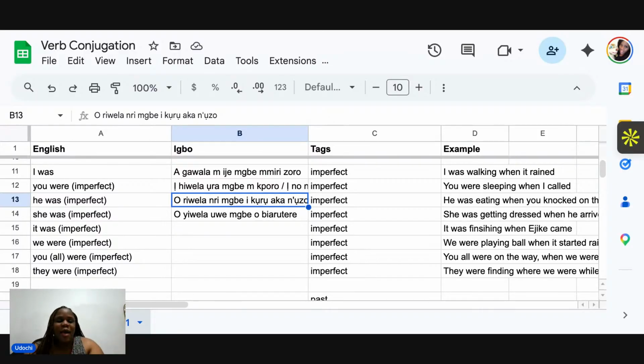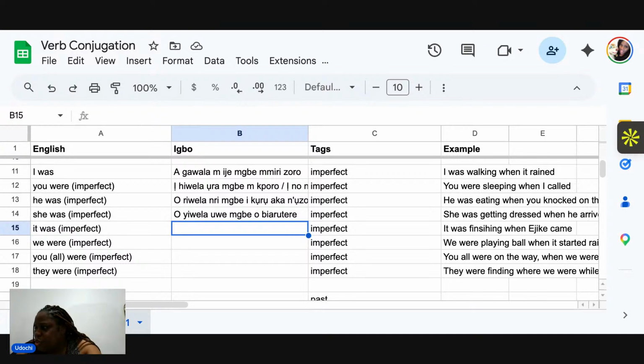Okay, so it looks like I was doing it correctly. The only difference is that I was putting E's where there shouldn't have been an E. So Oriwela nri mwe ikoro akanozo is correct. Oyewela uwe mwe obiarutere is correct.